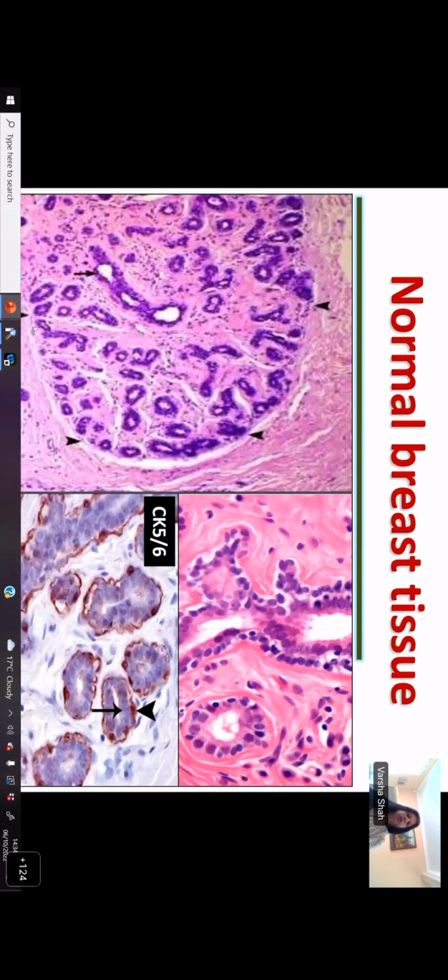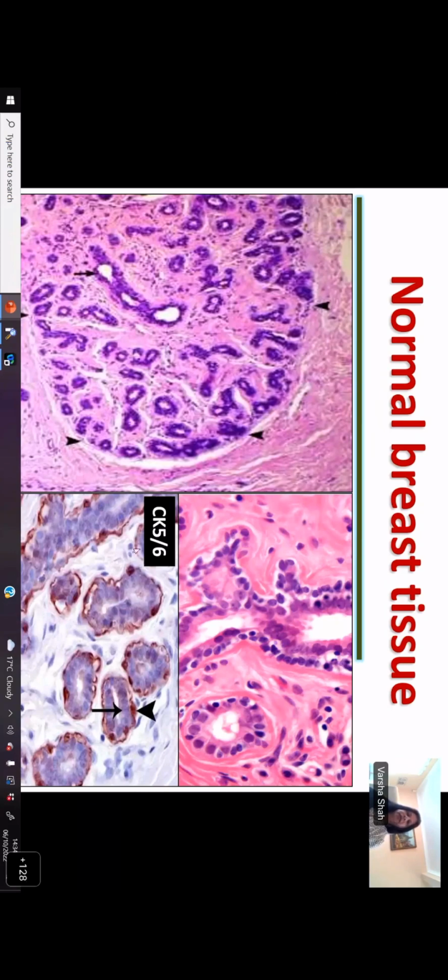So here is the normal histology of the TDLU. We have the terminal ductule, and then we have the lobules here. Both the ducts as well as the lobules are lined by an inner epithelial layer, and then there is an outer myoepithelial layer. Usually the myoepithelial cells are kind of vacuolated. Just outside the myoepithelial layer, there is a thin basement membrane, which is very difficult to see on H&E, but can be highlighted by special stains for the basement membrane.